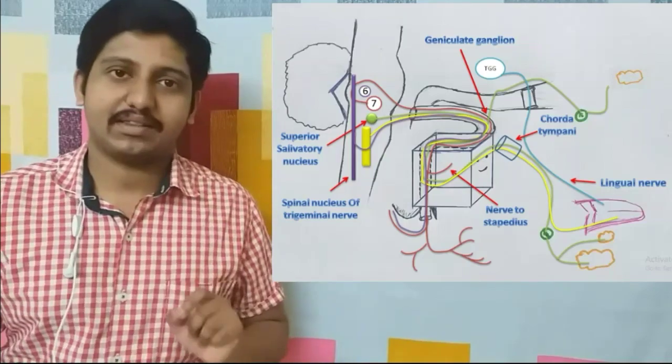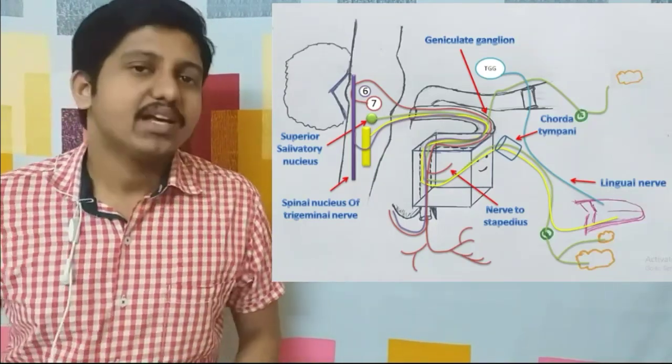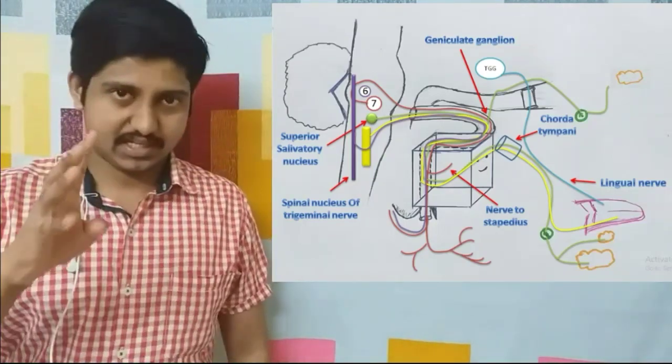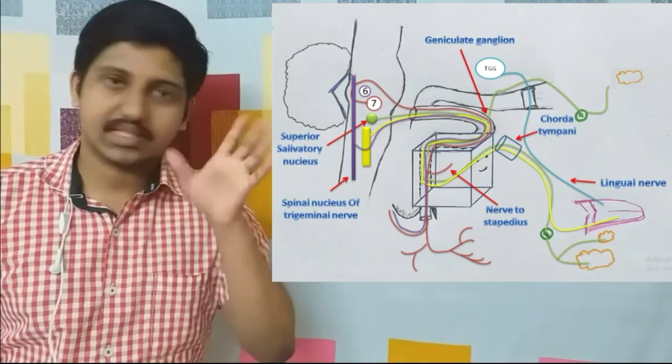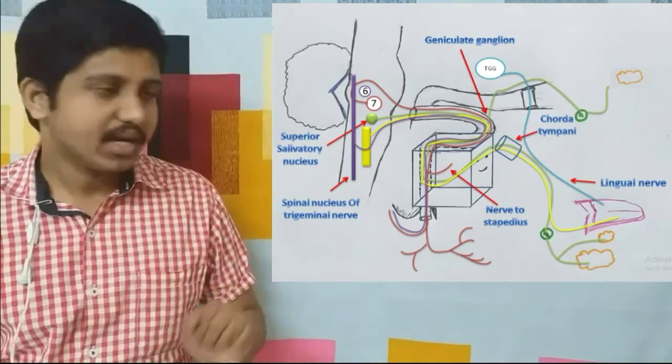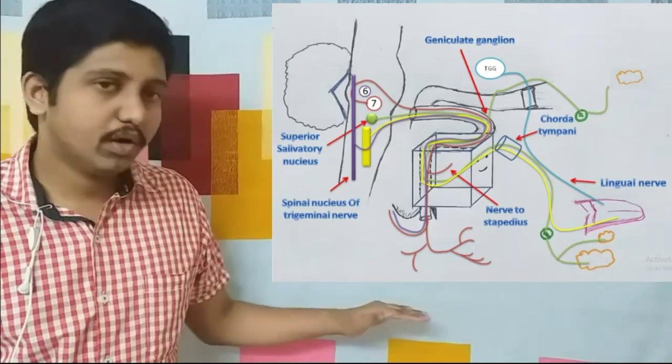Now let's deal with the LMN lesions. So where can the LMN lesions take place? We can discuss four different cases, four different sites where this LMN lesion can take place. So let's go from below to upwards.